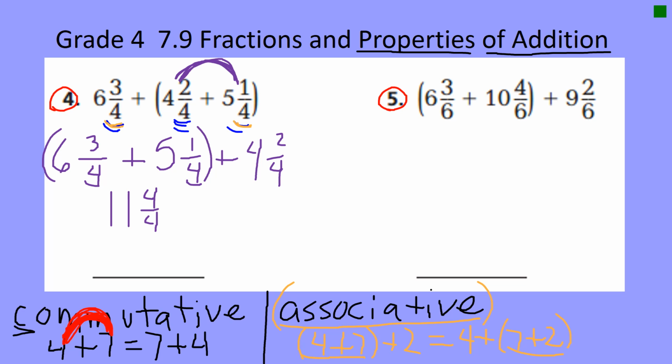What's 11 4/4 the same as? 11 4/4, let's see, it's 11 plus 1 more. 4/4 is 1 more. What's 11 and 1 more? It's our good friend 12. So instead of using 11 4/4, I'm just going to call that 12. Do you see why we used the properties of addition?